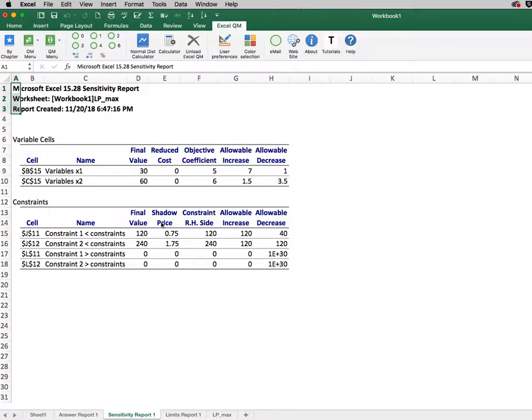Likewise, in other words, if we had to isolate on x2 or y, we could have an increase of $1.50 or decrease it by $3.50. So that's really what it's telling us.